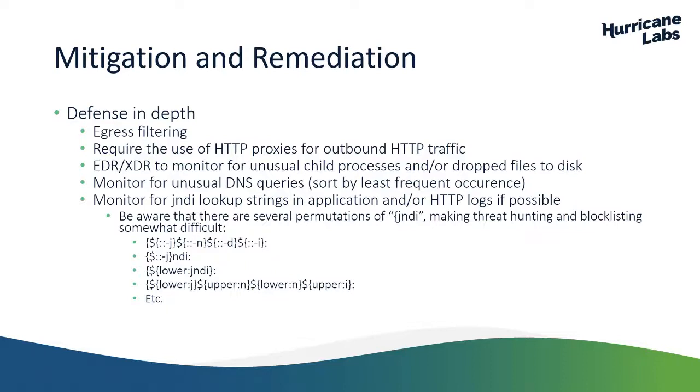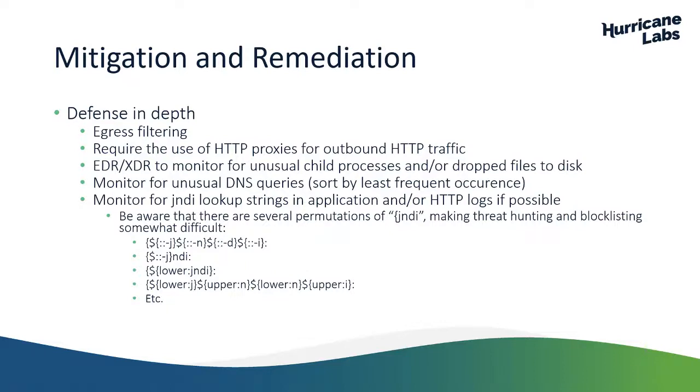After all, if Java suddenly starts making outbound network connections, has child processes that it normally doesn't have, or starts dropping files to disk like coin miners or ransomware, I would certainly hope that your EDR or XDR solutions would notify you of that, and those are things that you would consider paying attention to or investigating further to see what's going on there. Consider taking a look at DNS requests coming from those various application servers and appliances as well. Maybe do a sort by least frequent occurrence and look for new DNS queries to different domains that haven't been looked up in the past.